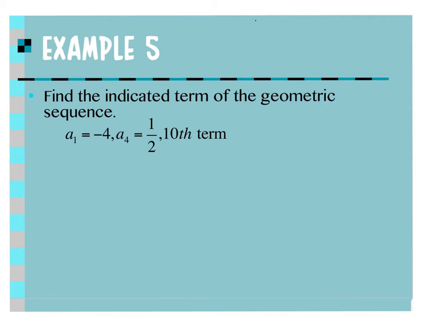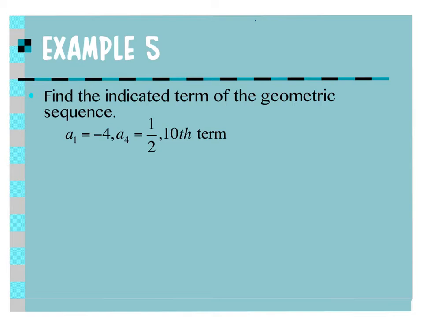Example 5 says, find the indicated term of the geometric sequence. It doesn't even tell you that you need the formula yet, but obviously we do need the formula to jump to the 10th term. So we're going to find the formula, then we're going to find the 10th term. What's different this time is that I have the first term and the fourth term. I can't figure out just yet what r is, right?